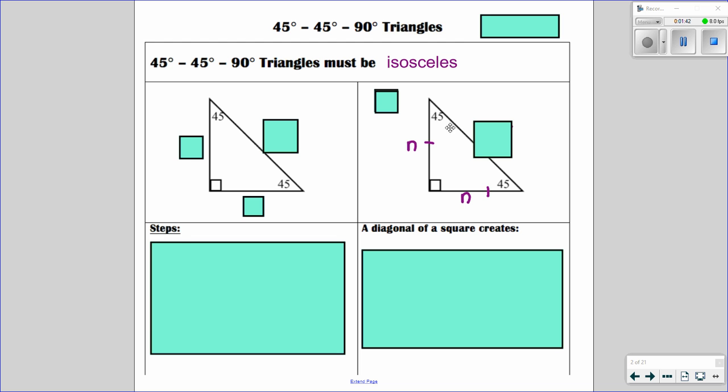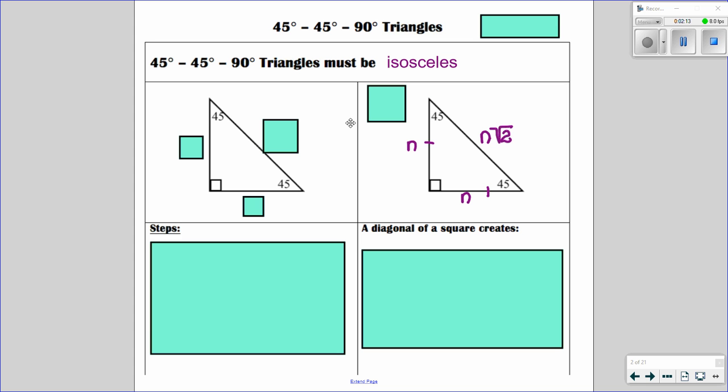And in the 45-45-90 triangle, the hypotenuse, the one that's opposite the 90-degree angle, will be n square root of 2, or n root 2, as you may hear it elsewhere. So it's n times square root of 2, or n root 2. This is for any 45-45-90 triangle. You will see these ratios, n, n, and n root 2.